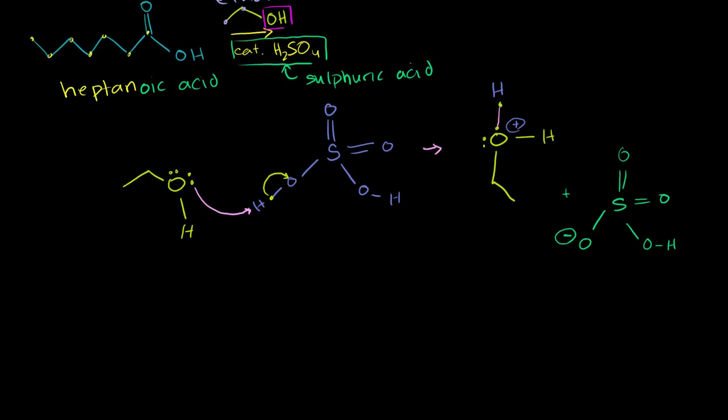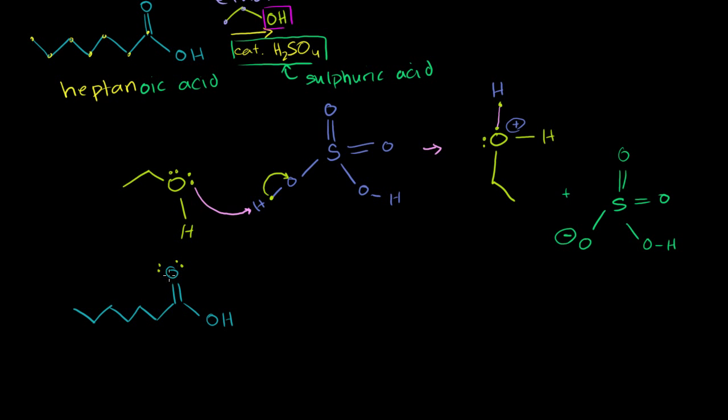So let me redraw my heptanoic acid. So I have 1, 2, 3, 4, 5, 6, 7 carbons, double bond to an oxygen, and then we have an OH group right over here.